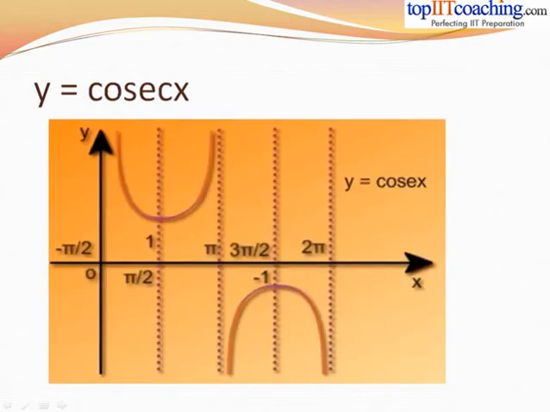Next is y equal to cosec x. Now the domain is R minus nπ. So at the points 0, π, we see that the graph does not exist. So these are the points we exclude from the domain of cosec x. So R minus nπ is the domain of cosec x. And the range is R minus the interval -1 to 1.